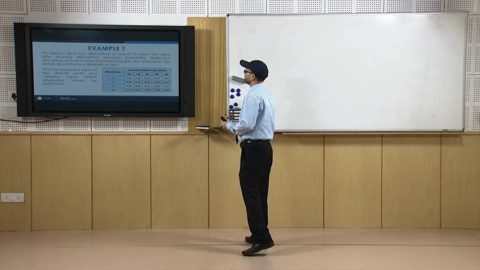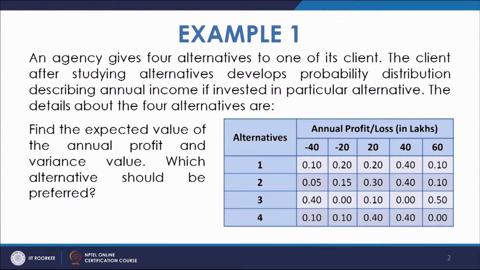The first question is about an agency which has given 4 alternatives to one of its clients. The client, after studying the alternatives, develops a probability distribution describing annual income if invested in a particular alternative. The details about the 4 alternatives are like this. You have alternative 1, 2, 3, 4.